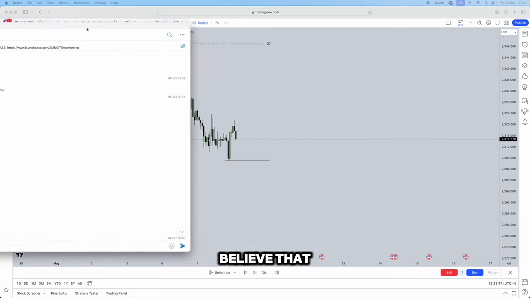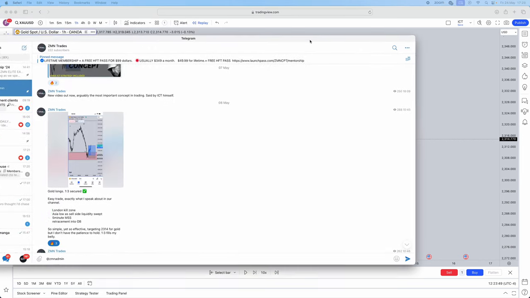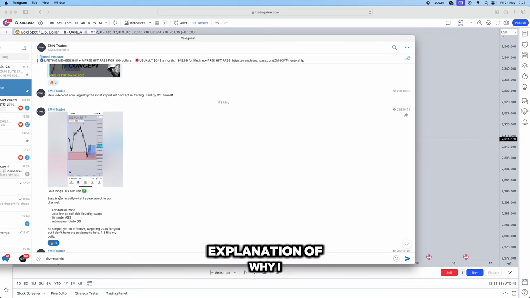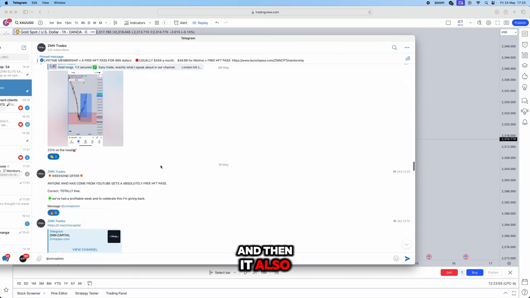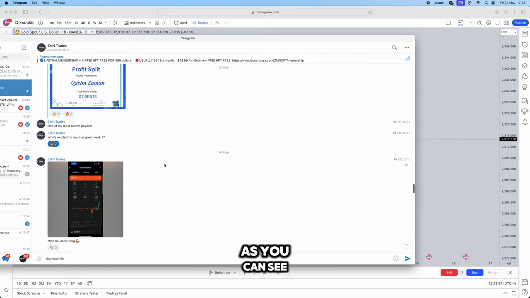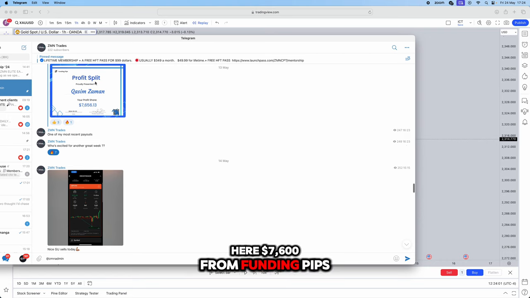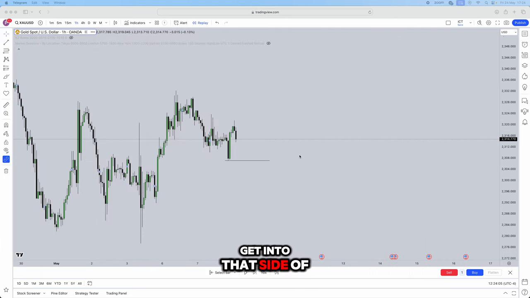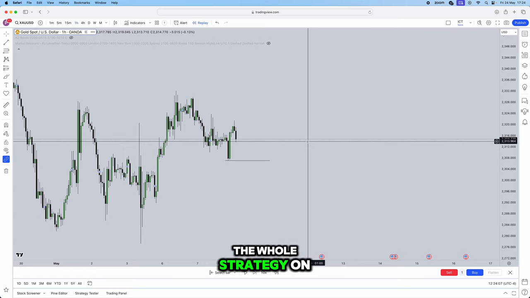Now if you guys don't believe that I actually took this trade myself, as you can see in our free Telegram, this trade was taken, with an explanation of why I took it, and then it also followed with a payout, as you can see here, $7,600 from Funding Pips. Now, before I actually get into that side of the video, I want to show you guys the whole strategy on how I actually got this and the exact trade breakdown on how I was able to take this trade.